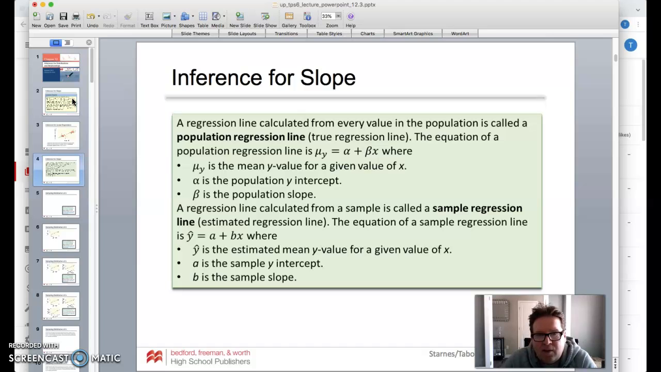And for the equation, we use the symbols here: mu sub y is equal to alpha plus beta x, where mu sub y is the mean y value for a given x value, alpha is the population y-intercept, and of course beta is the population slope. Now, a regression line calculated from a sample is called a sample regression line, obviously, or estimated regression line. The equation of that sample regression line is y-hat equals a plus bx, with those variables there.